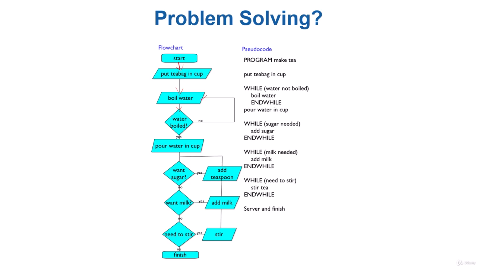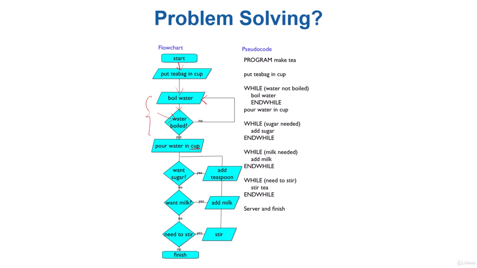This is called a loop, or repetition. You are doing the same kind of stuff again and again until a particular condition is met. In this case, the condition is, while the water is not boiled, keep on doing the same procedure again and again. So you boil the water again, check the condition. If the condition is true, for example, the water is boiled, yes, then you can exit this loop and come out. Then pour the water in the cup. Here we should describe that.